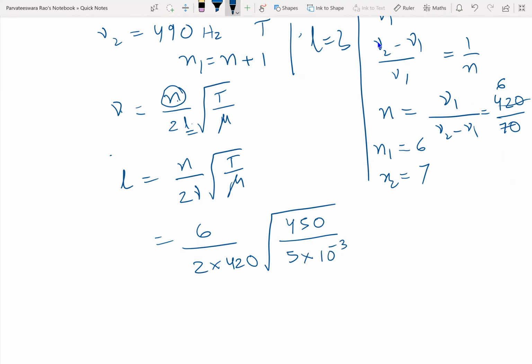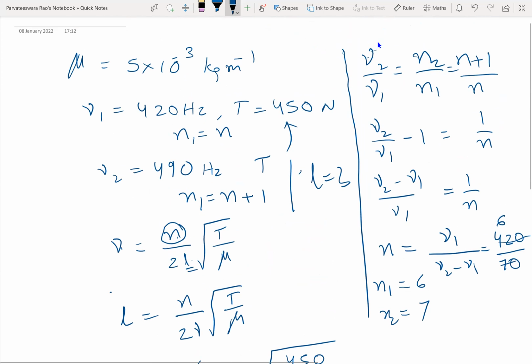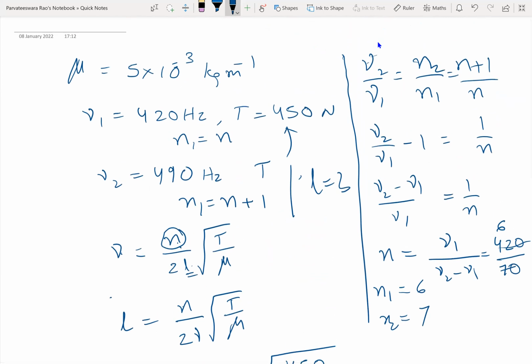Sir, how is n1 equal to 6, sir? Nu varies directly as n. Like if n is 6, if you add 1, it will be 7, sir. N stands for the number of loops in which the string is vibrating. So the next higher frequency means n plus 1. Yes, sir. Understood.